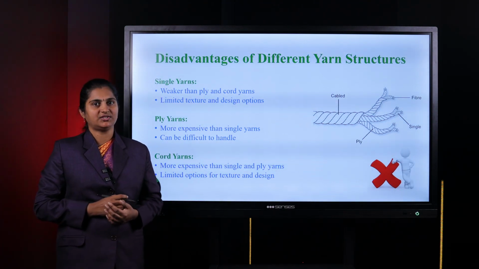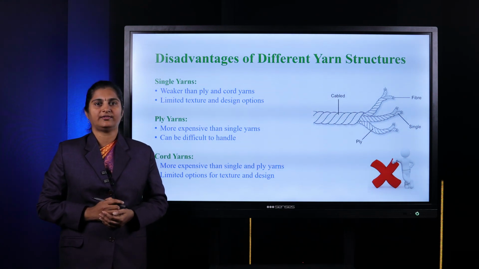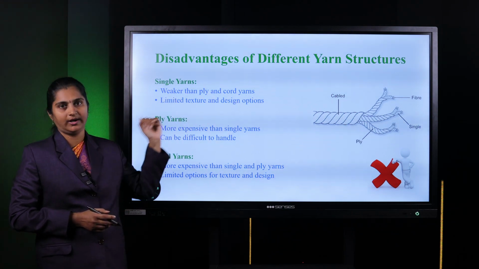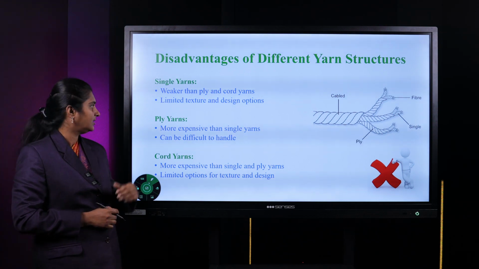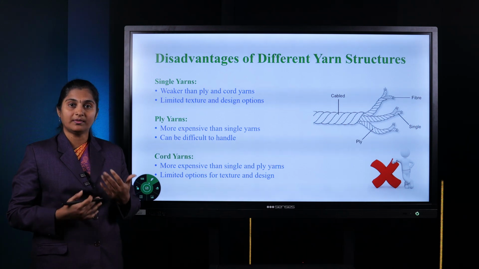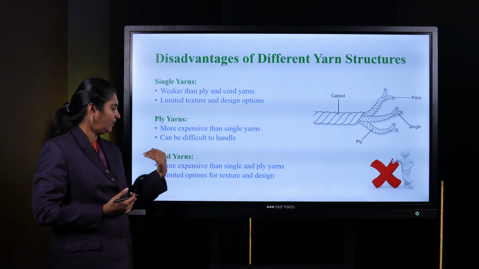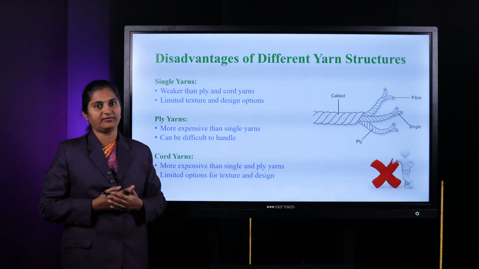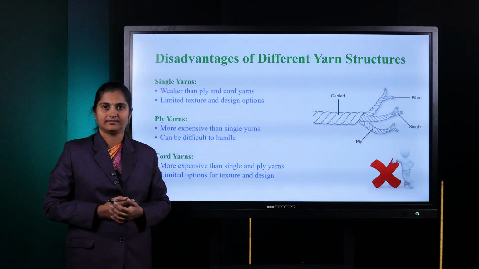Disadvantages of different yarn structures. Single yarn is composed of a single strand of fibers twisted together, hence it is weaker than ply and cord yarns. They also have limited texture and design options. Ply yarn is more expensive than single yarns because more yarns are twisted together, and it can be difficult to handle. Then we have cord yarns, which are more expensive than single and ply yarns as more yarns are used in them, and there are limited options for texture and design.